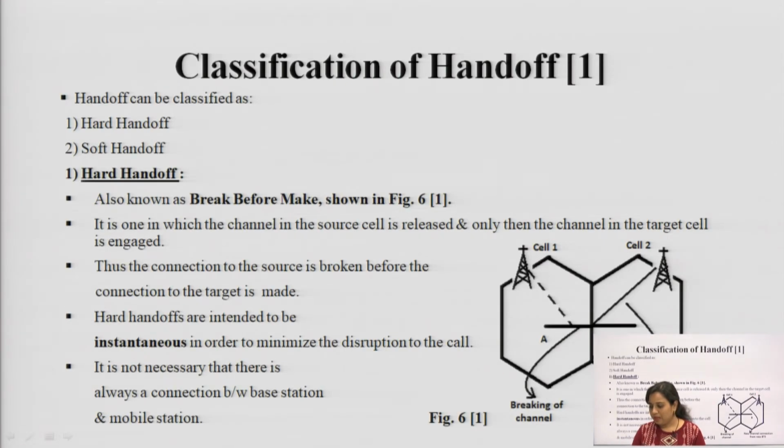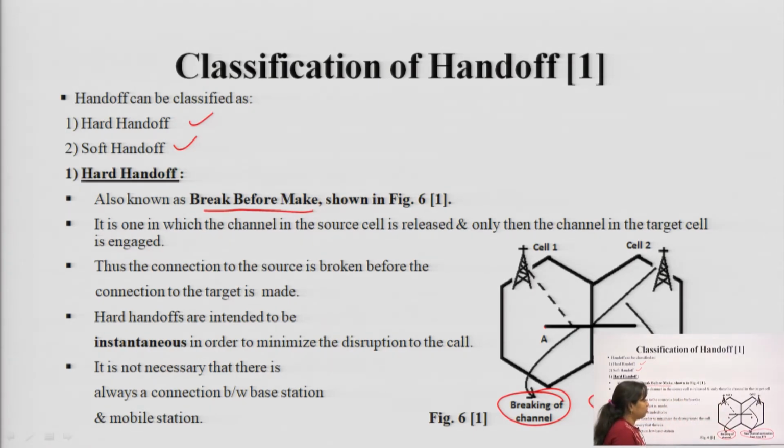Now, next one is the classification of the handoff. So, the handoff is classified into two categories. First one is the hard handoff, second one is the soft handoff. In the case of hard handoff, it is also known as break before make, which means the previous connection has to be cleared or removed first, and then the new connection is set up. So, this is the concept. You can see in this figure that there are two cells considered. This shows breaking the old channel and the new channel connection from the new BTS. So, this is the concept of cell 1 and cell 2.